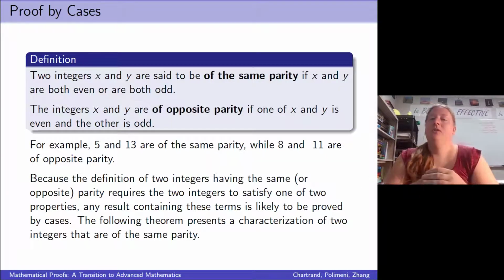Now, this example is the example that we went with for a reason. One of the most common proofs by cases that we're going to run into for now is going to be dealing with even and odd. So one of the things that comes up with even and odd is this idea of parity. We use the word parity. The parity of a number is whether it's even or odd. So we say they're the same parity if they're both even or both odd, and we say they're opposite parity if one of them is even and the other is odd.